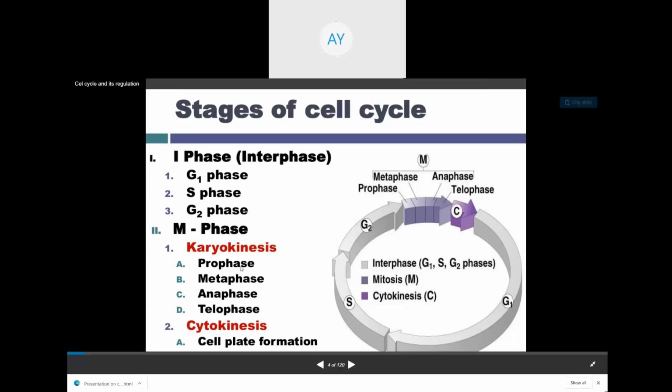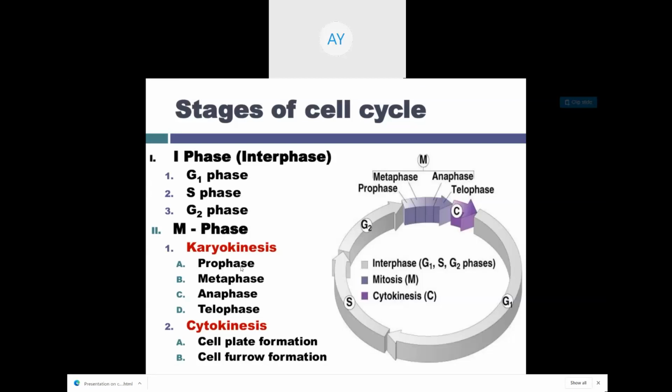But if you observe the prophase in meiosis, there are two: one is prophase 1 and the second is prophase 2. Prophase 2 is just like mitosis, as I have already told you. But prophase 1 is the actual meiosis, where there is a reduction of chromosomes, meaning the chromosome number is reduced to half during meiosis 1.